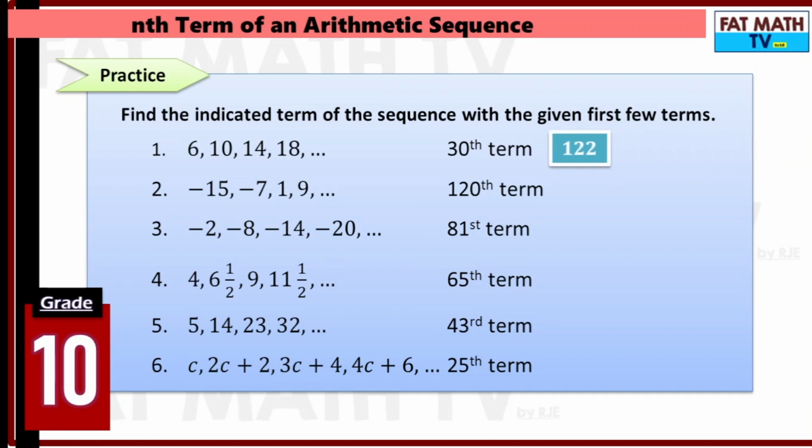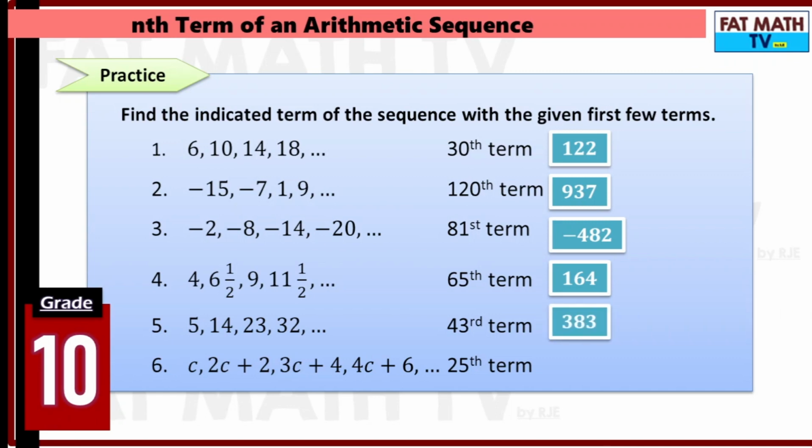Number 1, 122. Number 2, 937. Number 3, negative 482. Number 4, 164. Number 5, 383. And number 6, 25C plus 48.